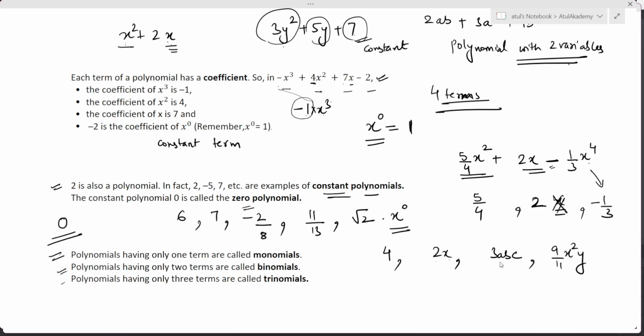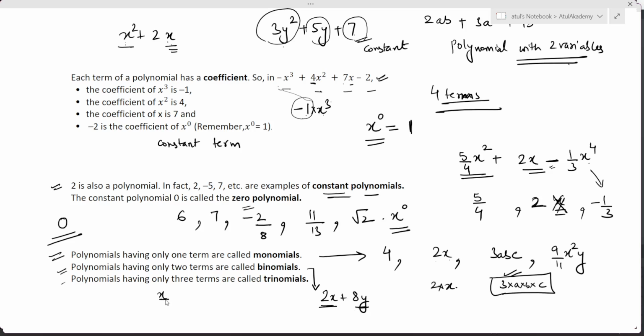Multiplication, if I'm writing something like that, I hope you know it's 2 multiplied by x, 3 multiplied by a into b into c. So they all are considered as one term. But if you add plus and minus operations, then they become more terms. I hope that is clear. So all these are examples of monomials. Let's come to binomials. Binomials are polynomials in which you have two terms. Let's say you have 2x plus 8y. It's a polynomial with two terms, 2x and 8y.